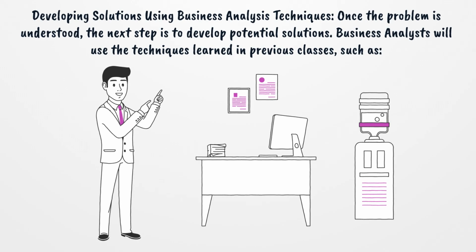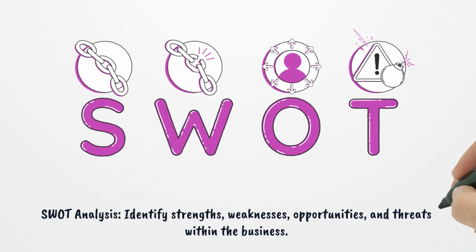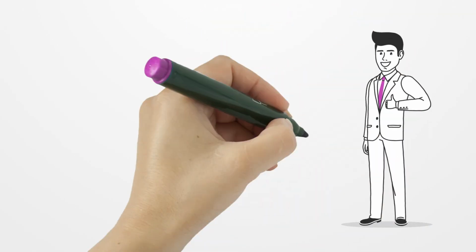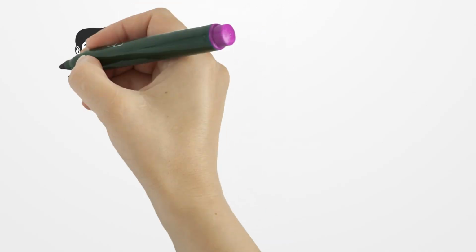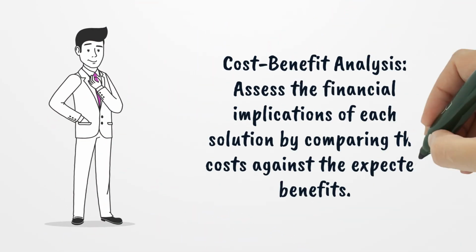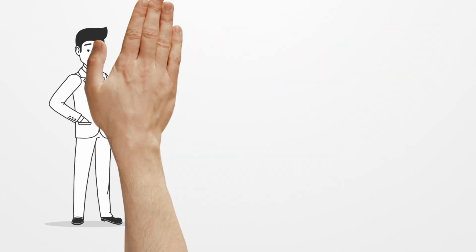Developing solutions using business analysis techniques. Once the problem is understood, the next step is to develop potential solutions. Business analysts will use the techniques learned in previous classes, such as SWOT analysis: identify strengths, weaknesses, opportunities, and threats within the business. Business process modeling. Using tools like Visio or Lucidchart, create visual representations of the current processes and propose new, more efficient workflows. Cost-benefit analysis. Assess the financial implications of each solution by comparing the costs against the expected benefits.